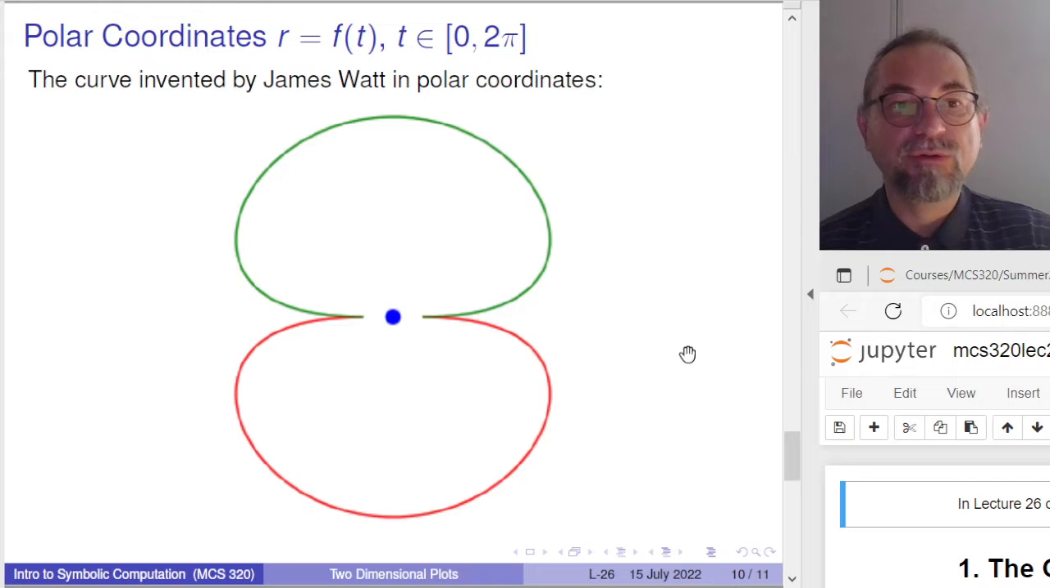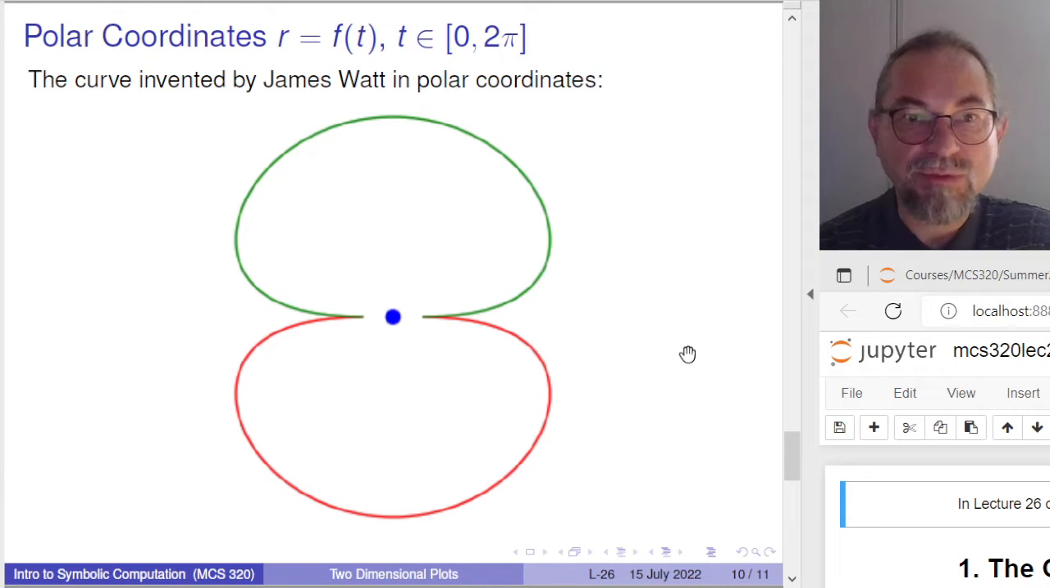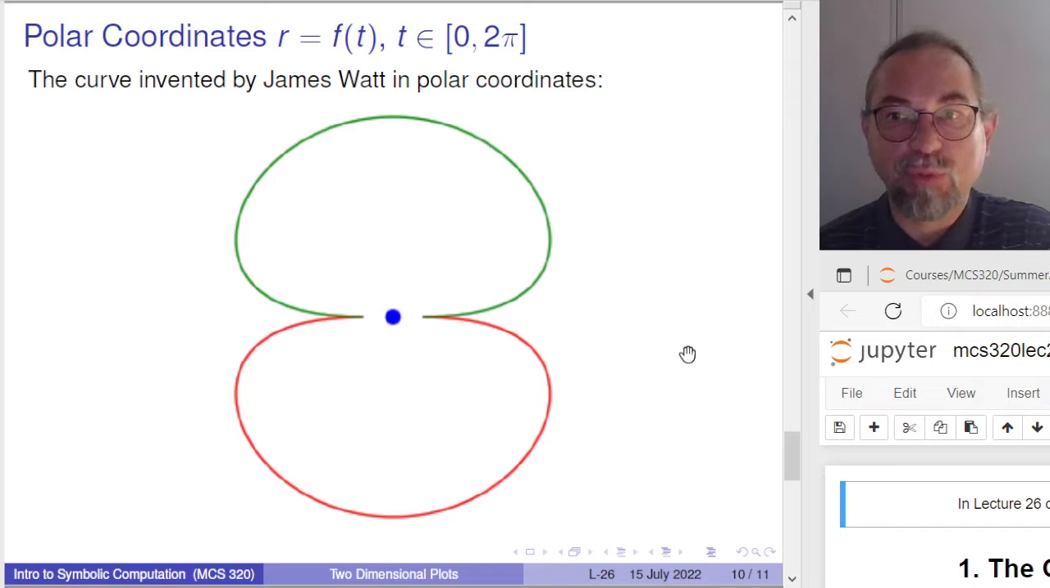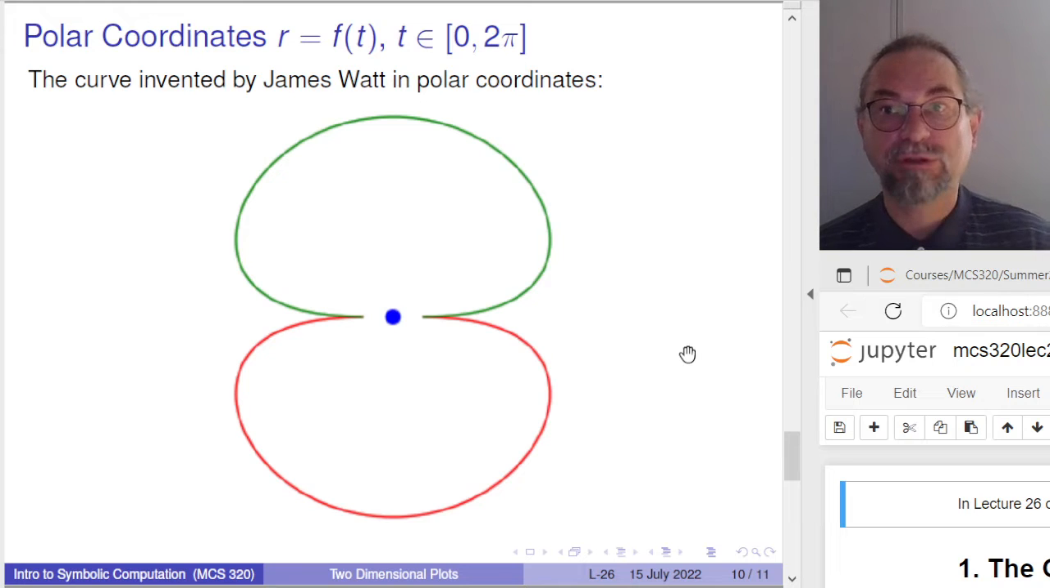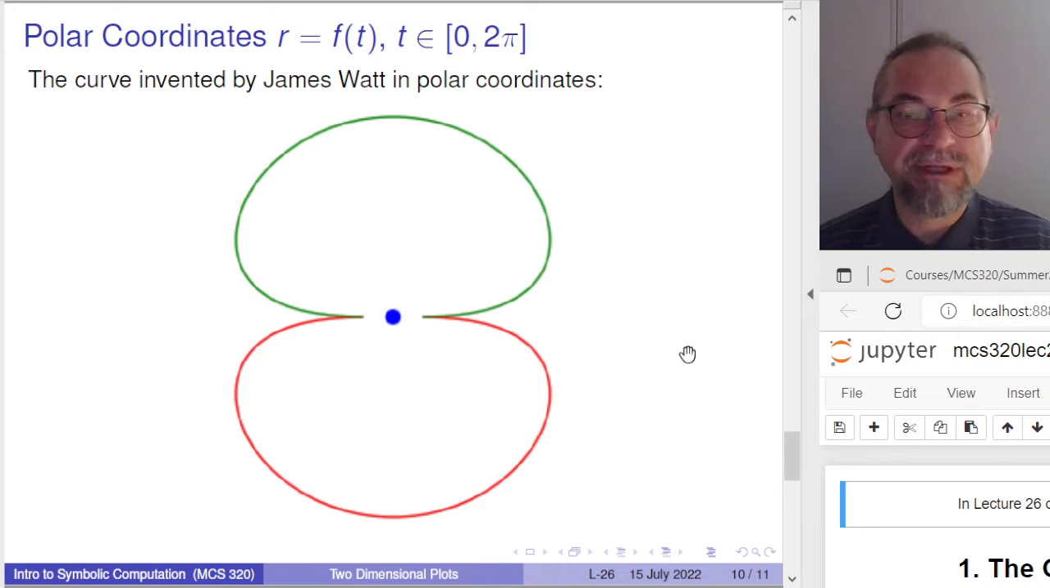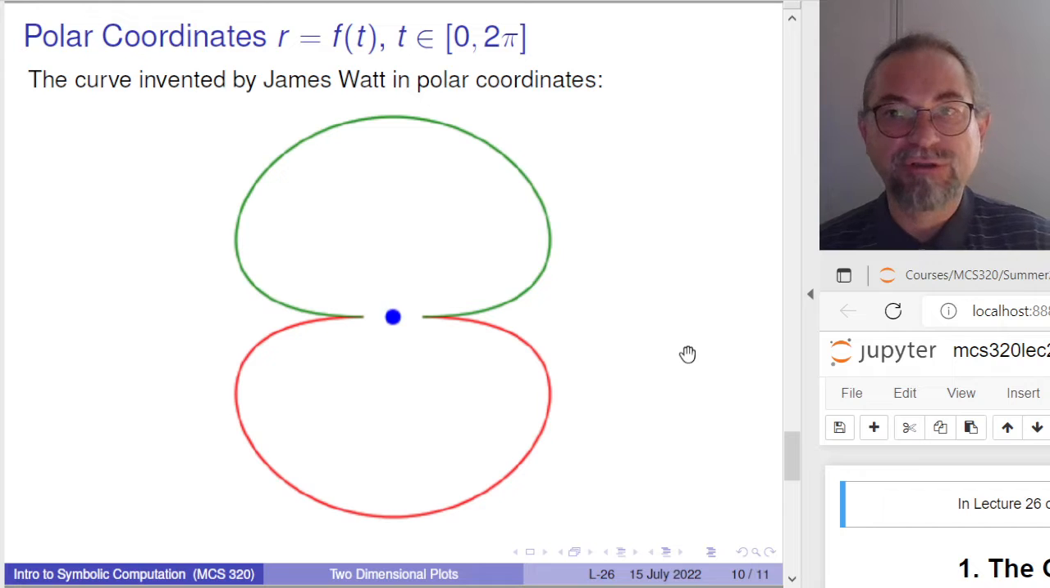So when we go back to the curve invented by James Watt and present it in polar coordinates, or actually compute the curve in polar representation, we can see that the origin belongs to the curve, but it is an isolated point. Also, the green and the red: the curve falls apart in several parts. So the equation is of degree 6. There are multiple parts in this curve.